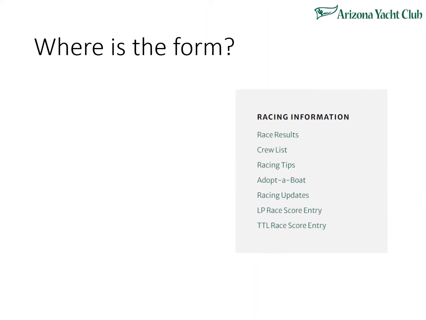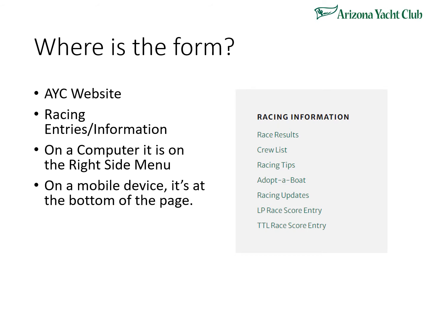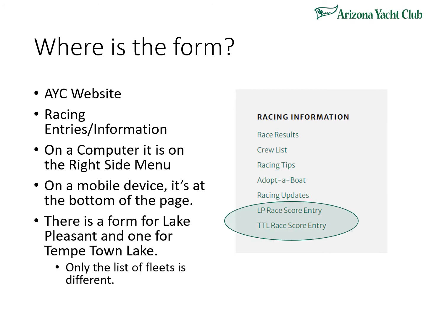The Racing Score Collector is a form on the internet. It's on our AYC website under the Racing Entries and Information page. You'll see this menu. If you're on a computer, it's on the right side. If you happen to be on a mobile device, you'll scroll to the bottom of this page and you'll see this same menu. There is a form for Lake Pleasant and a separate form for Tempe Town Lake. They function exactly the same. The only difference is the list of fleets.